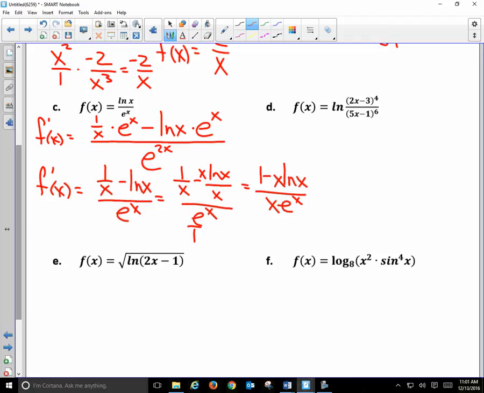That's the instantaneous rate of change at any given point on the curve, natural log of x over e to the x.